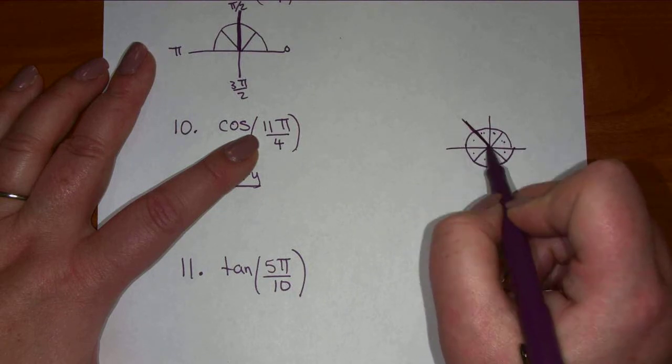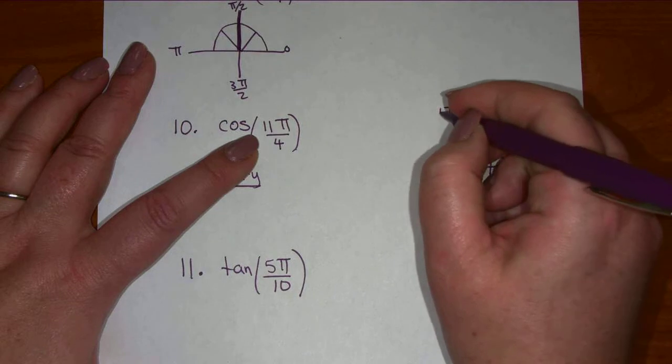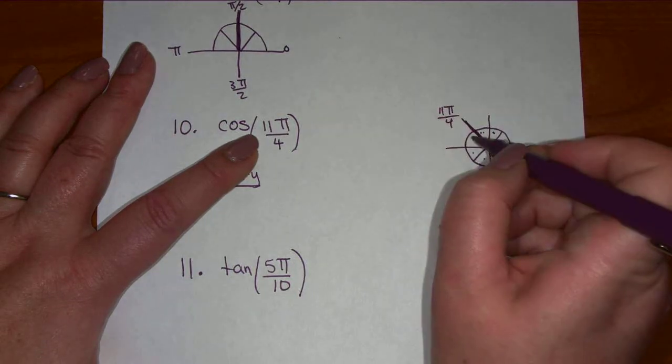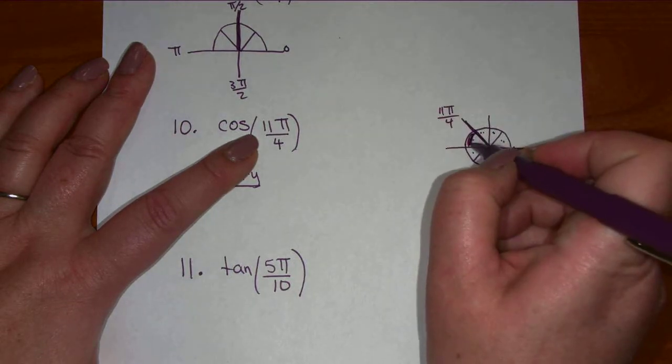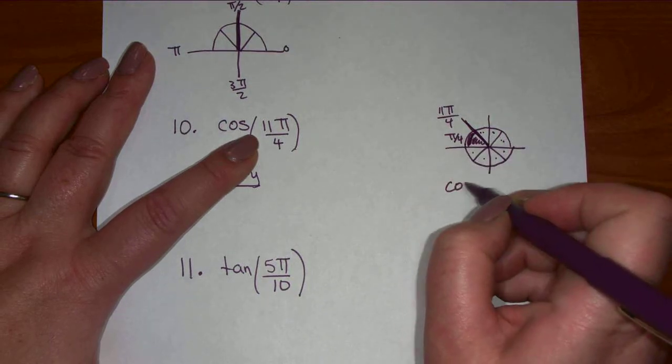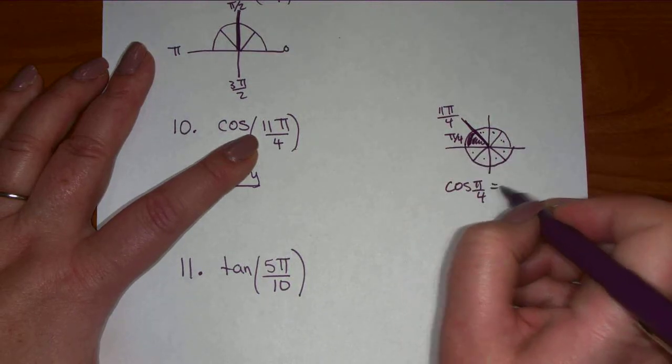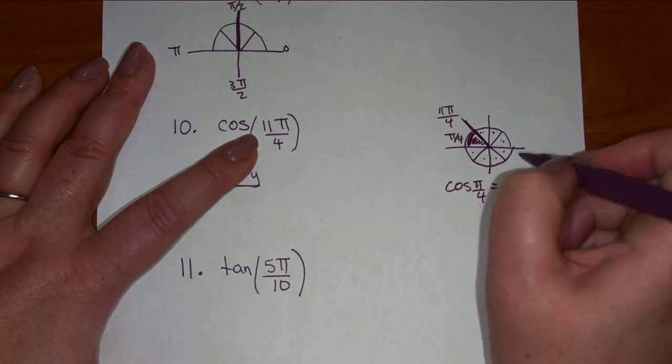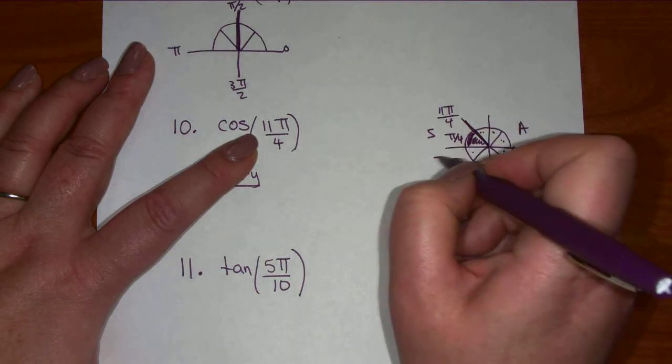So our reference angle is in here, which is pi over 4. So we look up cos of pi over 4. 1 over root 2. CAST rule says it's in the S, which is negative for cos. So negative 1 over root 2.